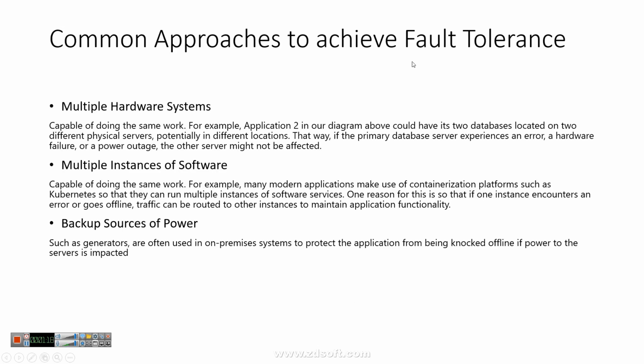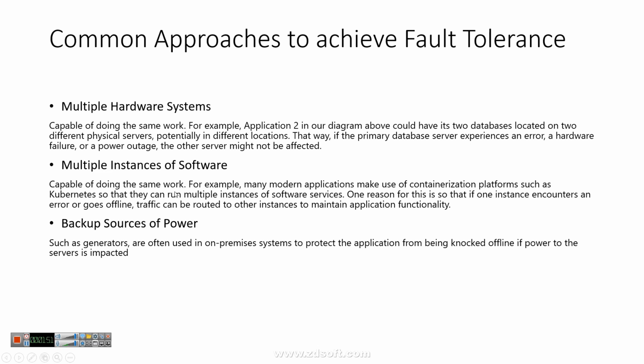So what are the common approaches to achieve fault tolerance? Mostly there are three approaches. First one is multiple hardware systems, multiple instances of software, and backup sources of power. In multiple hardware systems, in the earlier example, application 2 could have its two databases located on two different physical servers, potentially in two different locations. That way, if the primary database server experiences an error, hardware failure or power outage, the other server might not be affected.